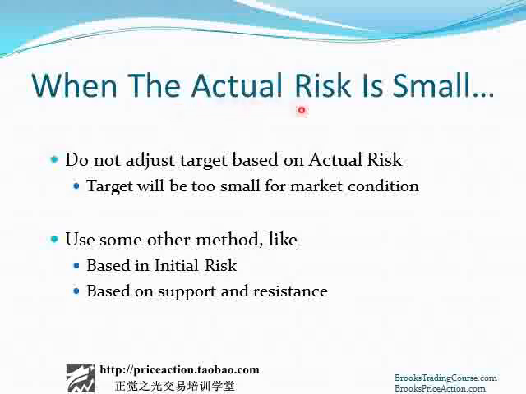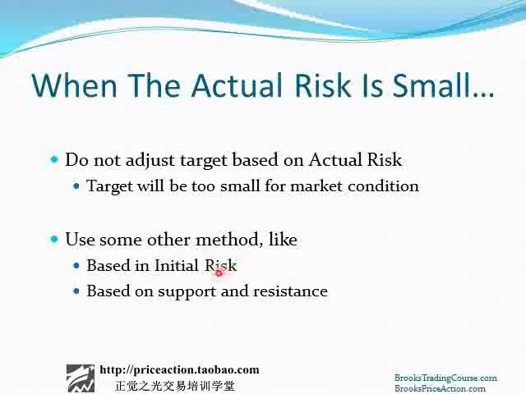What happens when the actual risk is actually very small? Don't adjust your target based on the actual risk, because it'll be too small for the market conditions. You have to use some other method to determine where you should begin taking partial profits. One is you could go for a partial profit based upon your initial risk. If the probability is high, maybe 1 times the initial risk and start taking profits.